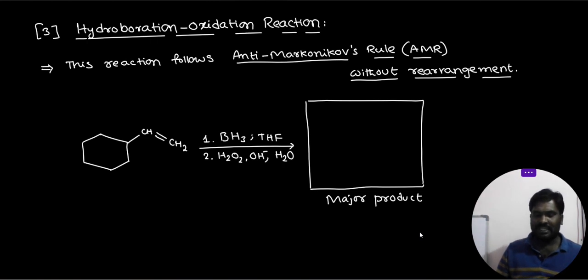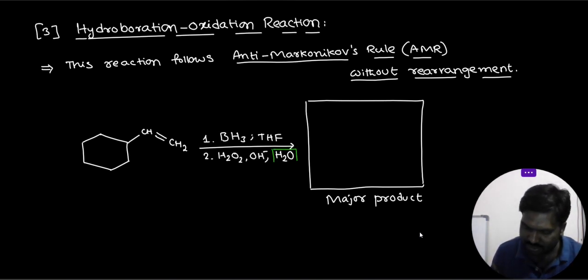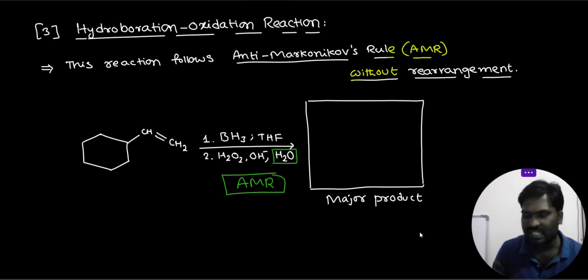Here the reagents are BH3, THF, H2O2, OH minus, and water. Here water is the reagent. These are all hydrolysis reactions. Now this reaction follows anti-Markovnikov's rule without rearrangement. Clear? Understood? It is also known by other names, the peroxide effect. So here also there is no rearrangement.